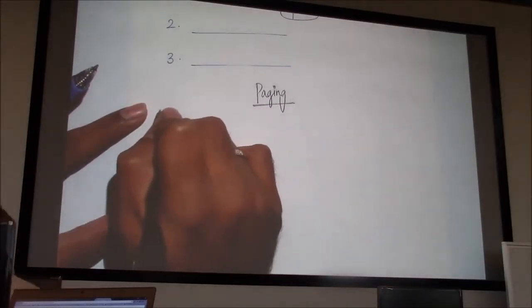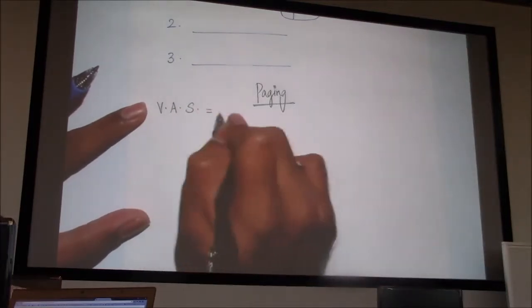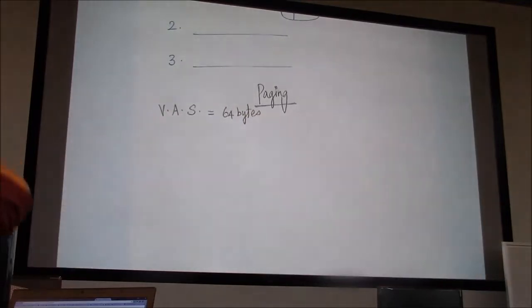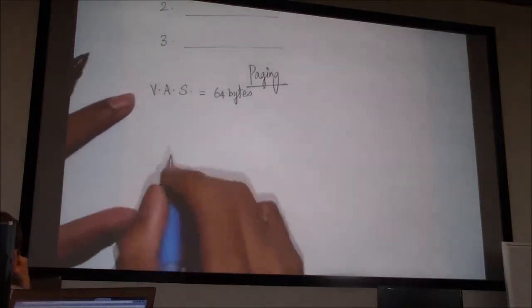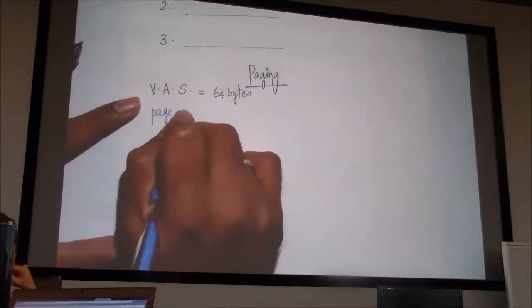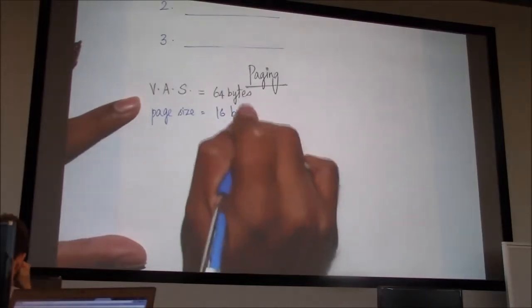Let's assume a virtual address space of 64 bytes. It's maybe slightly different from the examples that we saw last time. And let's assume a page size of 16 bytes.